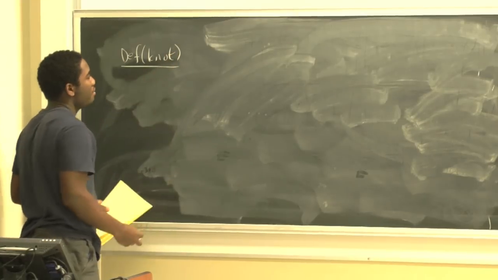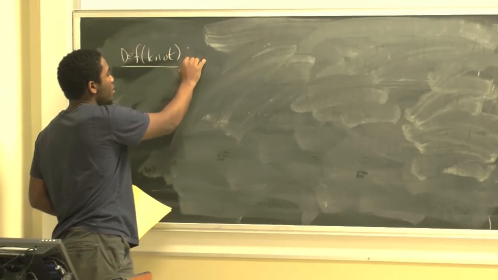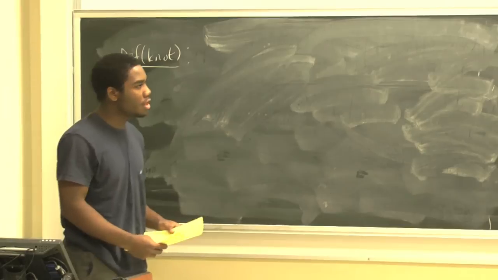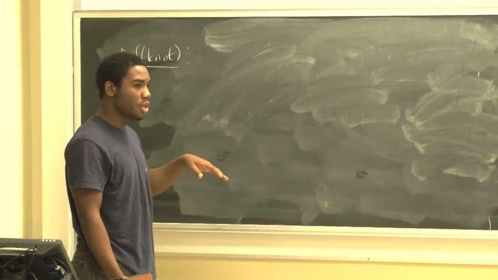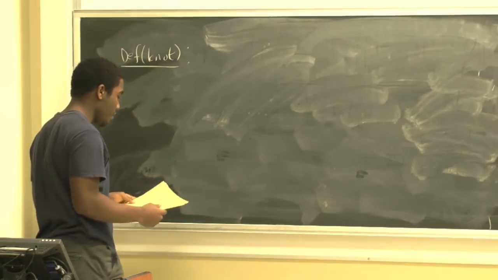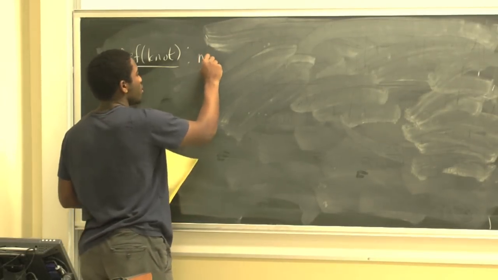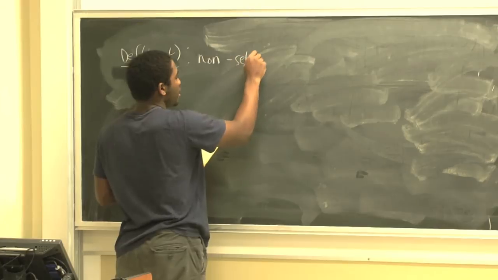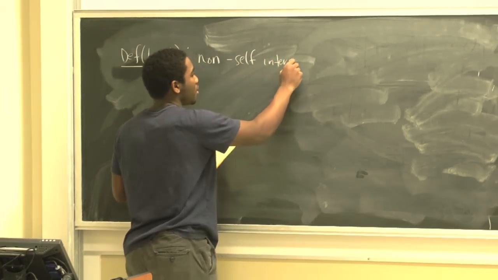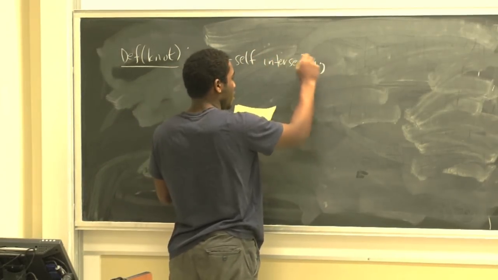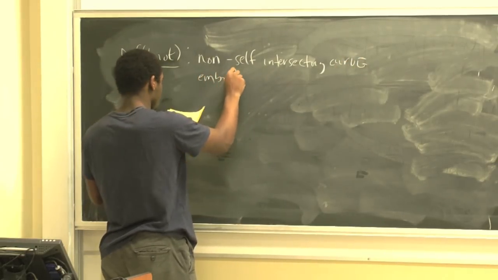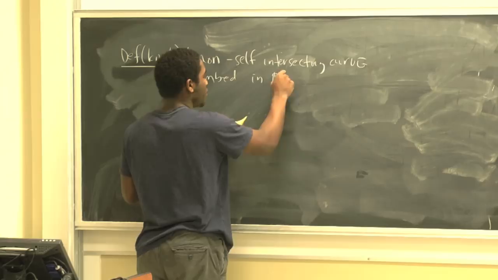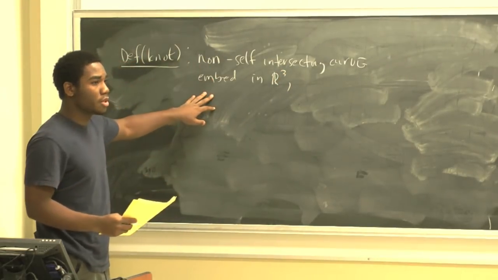So again, I'm going to try to present its usual representation as a smooth curve versus this combinatorial representation, or this graph theoretical representation. So a knot we'll define as a non-self-intersecting curve embedding in R3. So that's the usual representation.